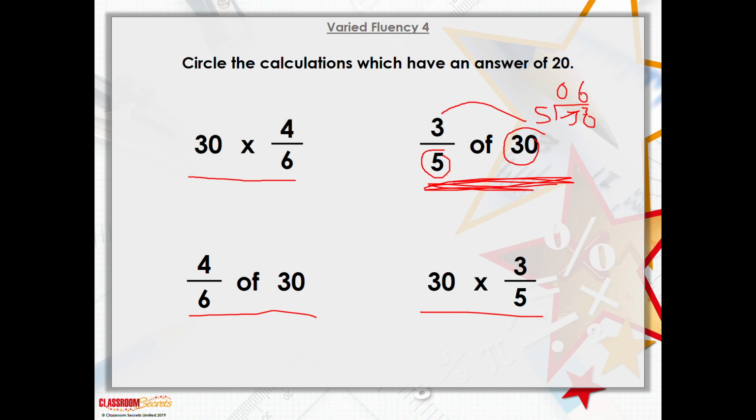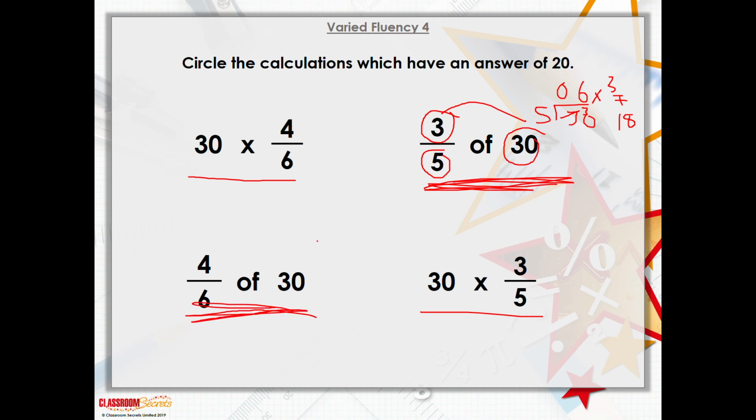Now remember, I have to multiply that 6 because that's only 1/5 I've found so far. I need to multiply that by 3 because I want 3/5. And 6 times by 3, sorry, not a very good equal sign, equals 18. That doesn't match 20, so I'm not going to circle it. I'm now going to have a look at my next one, finding a fractional amount.